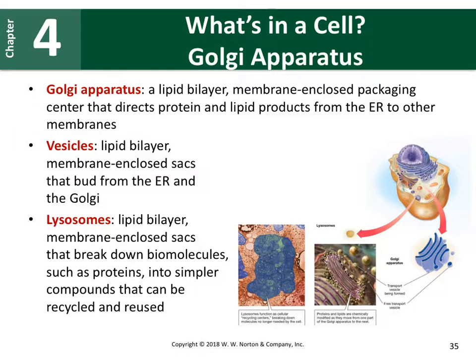Lysosomes are basically, in animal cells, a garbage dump. A lot of things that are made, let's say proteins, are broken down after they're used into their constituent parts. A protein is made up of amino acids, so the lysosome will break it down into amino acids to be reused.